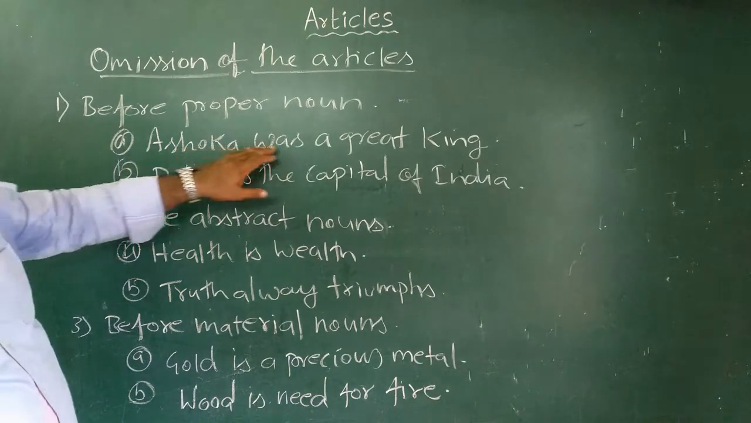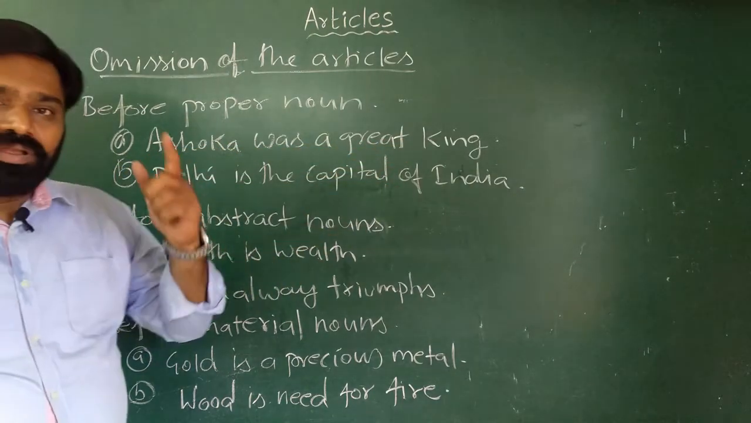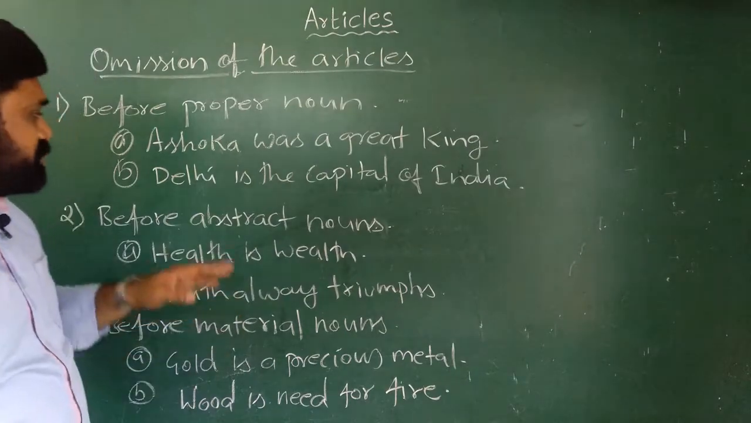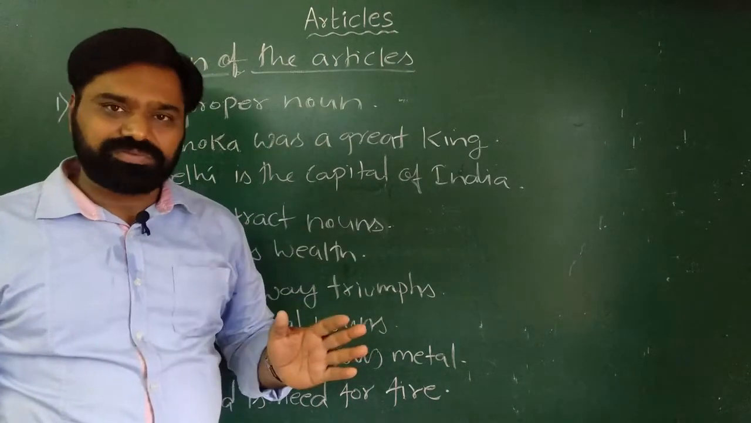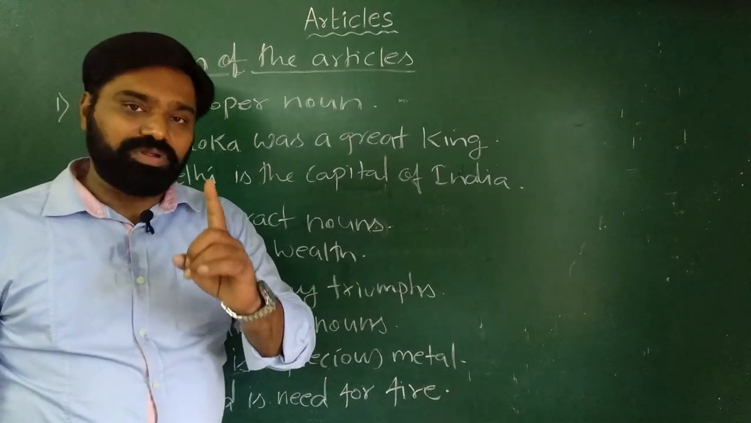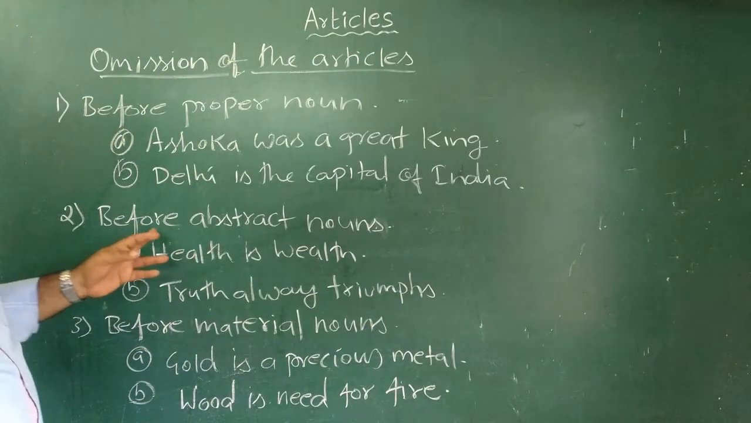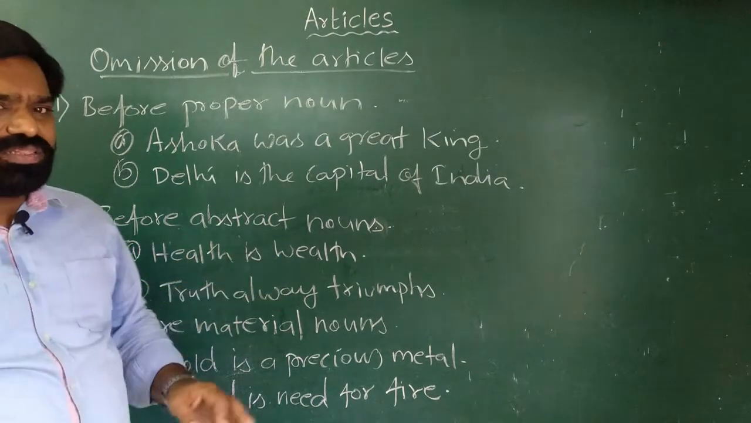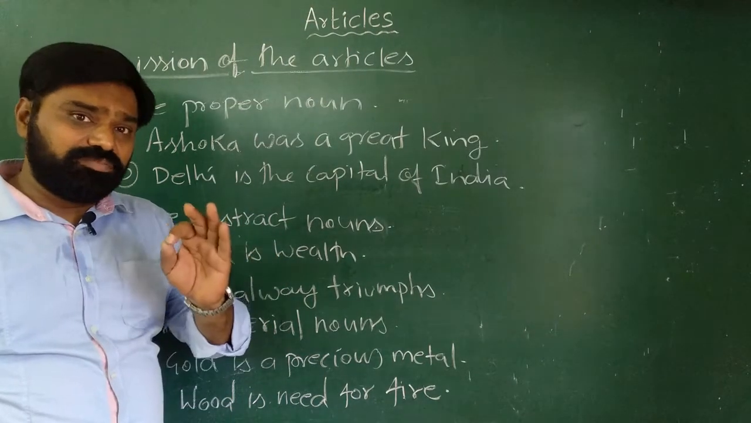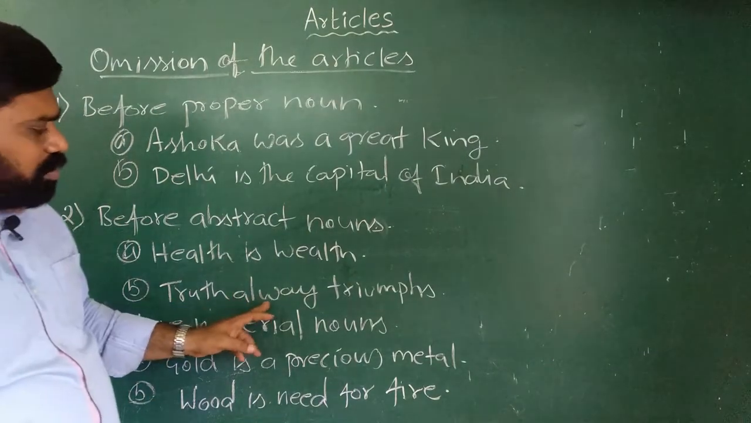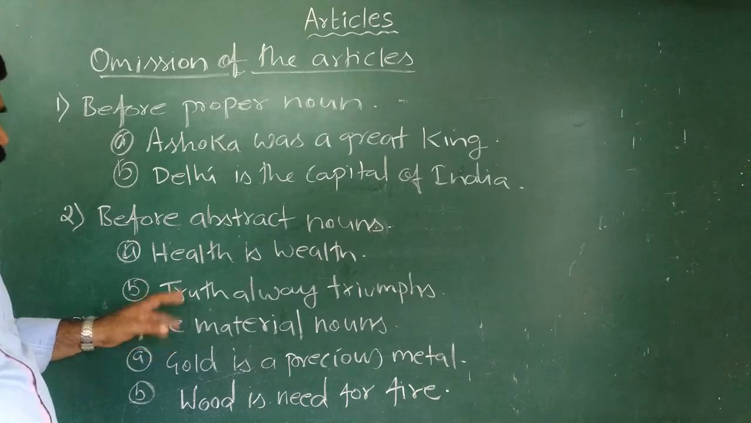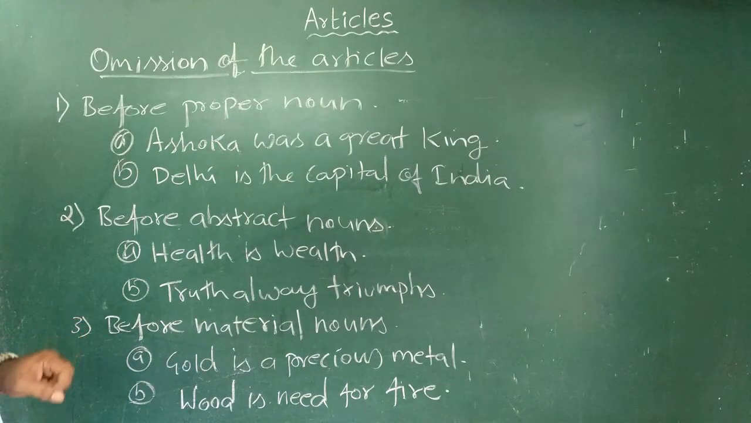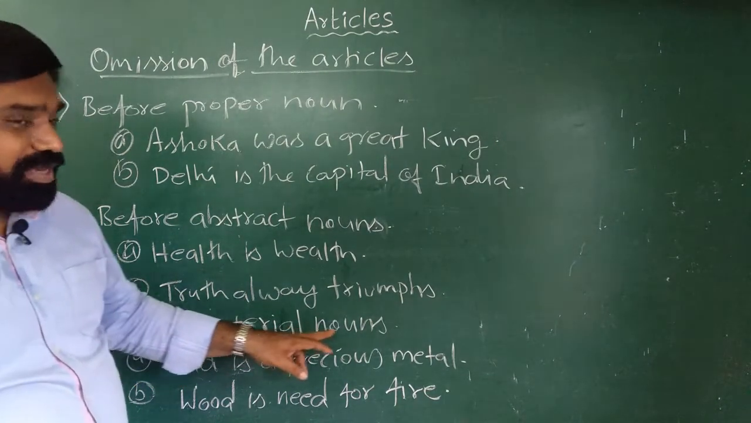For example, Ashoka was a great king. Here Ashoka is a proper noun, so we cannot use the before Ashoka. Similarly, Delhi is the capital of India. Now in this sentence, Delhi and India both are proper nouns, and we should never use articles before a proper noun. Then the second one, before abstract nouns, health is wealth. In this sentence, both health and wealth are abstract nouns. We should not use articles before abstract nouns. Similarly, truth always triumphs. Now in this sentence, truth is an abstract noun, so we should not use articles before an abstract noun.